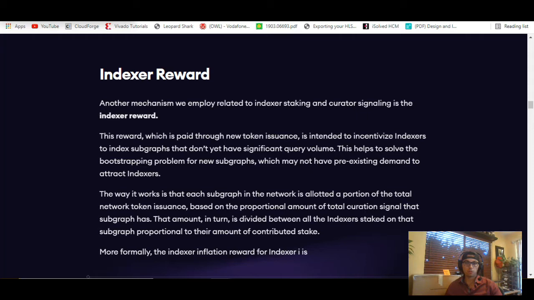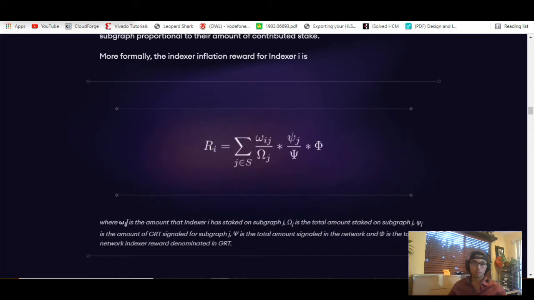The reward, which is paid through new token issuance, is intended to incentivize indexers to index subgraphs that don't have significant query volume. So that's the point of the token issuance. This solves the bootstrapping problem for new graphs, which may not have pre-existing demand to attract indexers. Again, you're summing over all of the graphs.